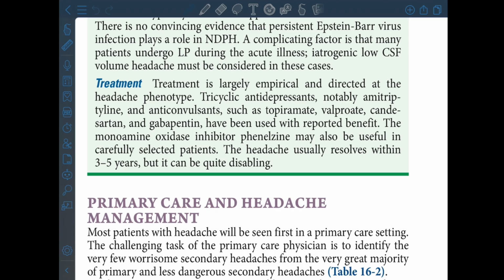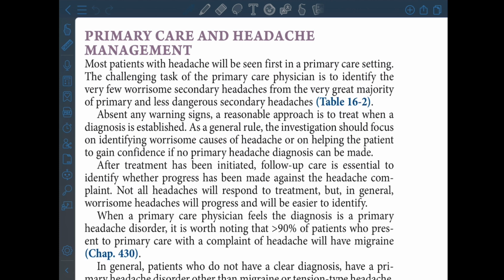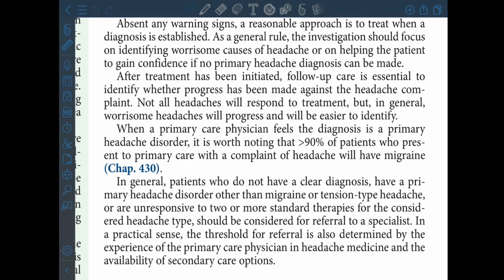Primary care and headache management. Most patients with headache will be seen first in a primary care setting. The challenging task of the primary care physician is to identify the very few worrisome secondary headaches from the very great majority of primary and less dangerous secondary headaches. Absent any warning signs, a reasonable approach is to treat when a diagnosis is established. As a general rule, the investigation should focus on identifying worrisome causes of headaches or on helping the patient to gain confidence if no primary headache diagnosis can be made.